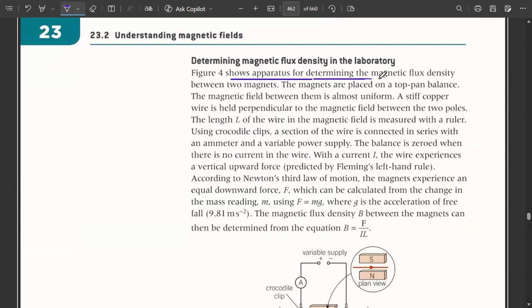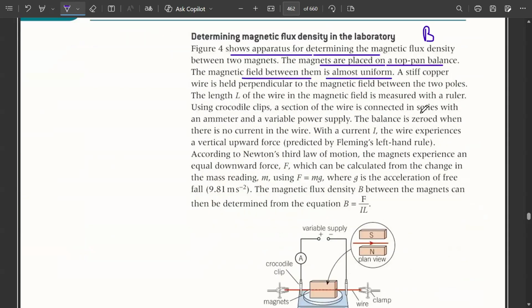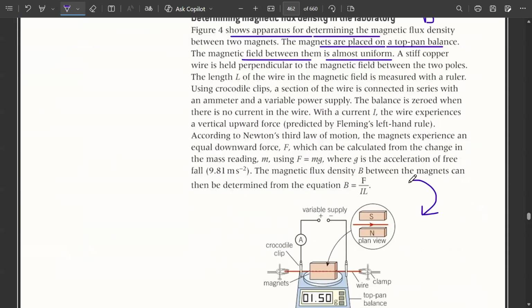Figure 4 also shows some apparatus to determine the magnetic flux density B between two magnets. The magnets are placed on top pan balance and the magnetic field between them is almost uniform. A stiff copper wire is held perpendicular to the magnetic field between the poles. Perpendicular again means that the sign will be sine 90. Sine 90 is equal to 1.